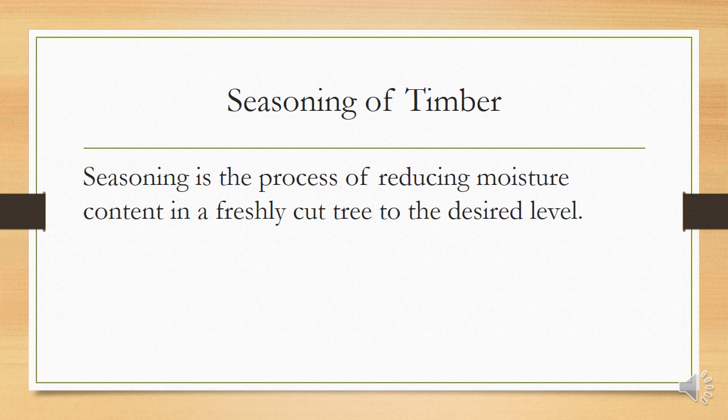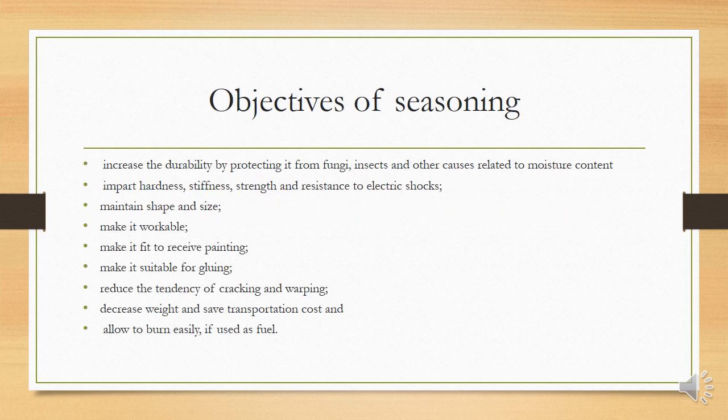So we can now look at the seasoning of timber. Seasoning is the process of reducing moisture content in a freshly cut tree to the desired level. Timber cannot be used for construction when it is wet, so it has to be seasoned so that the moisture in it is reduced to a desired level, mostly 15%.